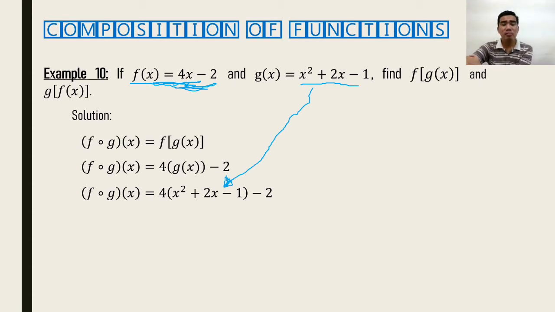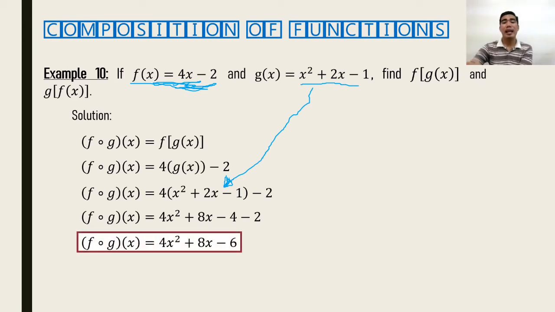Then, what's next? Distribute 4. So we have 4x squared plus 8x minus 4. Then, combine like terms. Isn't this very easy?